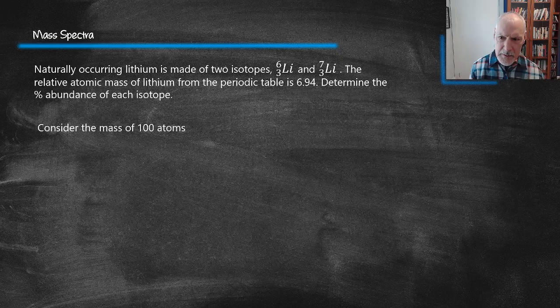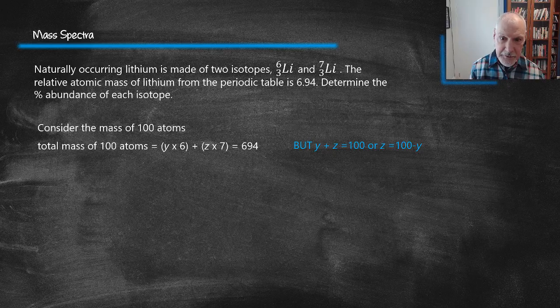So again, I'm going to consider a mass of 100 atoms. Now to determine the total mass of the atoms, I'm going to let Y represent the number that weighs 6. So Y times 6, and Z is going to represent the number that weighs 7. And Z times 7 is going to equal 694. That has two unknowns. In order to be able to solve this, I need a second equation. And that is that Y plus Z must total 100.